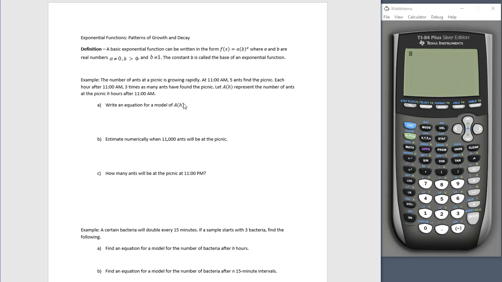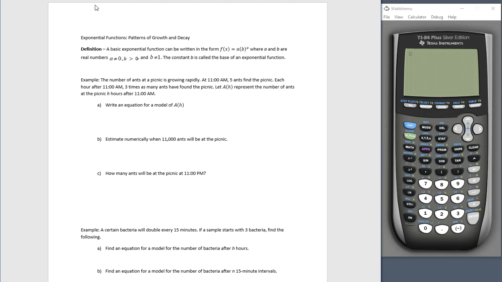of change. So the number of ants at a picnic is growing rapidly. Okay, doesn't tell us anything really helpful. At 11 a.m., 5 ants find the picnic. Each hour after 11 a.m., 3 times as many ants have found the picnic. Not 3 more ants, but 3 times as many. Let A of h represent the number of ants at the picnic h hours after 11 a.m.